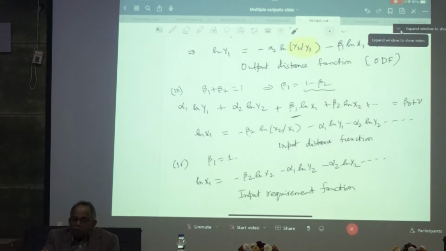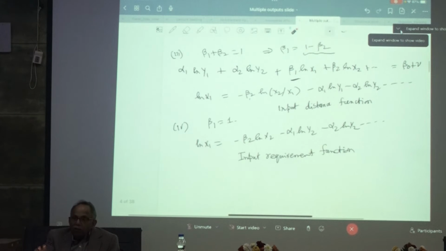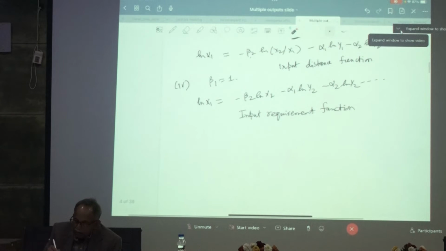Okay, so that's basically what the tools are when it comes to multiple inputs and multiple outputs. And again, I just did it without inefficiency. So now we can bring inefficiency into the picture, and things would be quite similar.